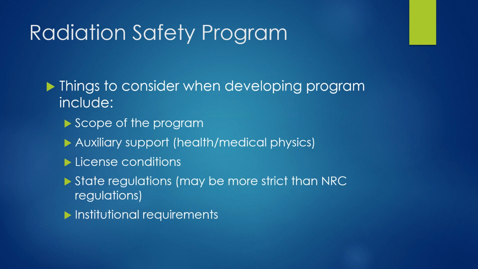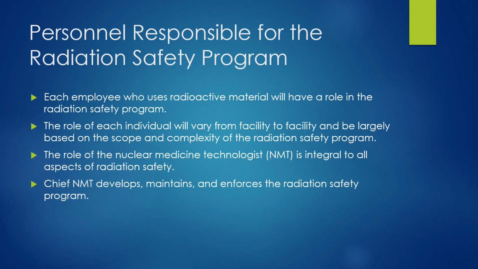Some things to consider when developing a radiation safety program: the scope of the program, any auxiliary support like health or medical physics, license conditions, the state regulations. Remember, if you're an agreement state, it has to be as strict or stricter than the NRC. And then institutional requirements.